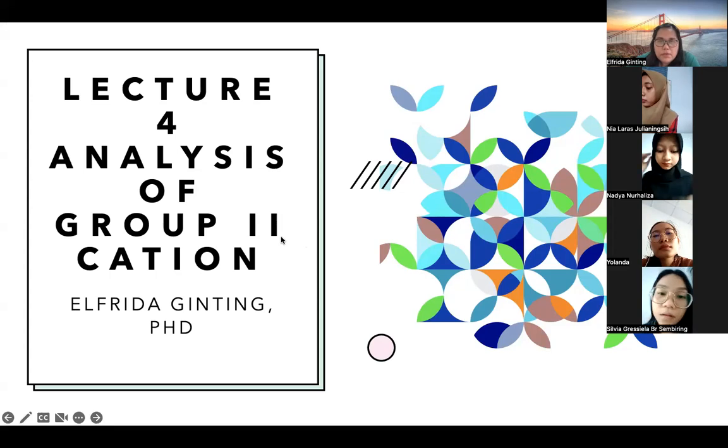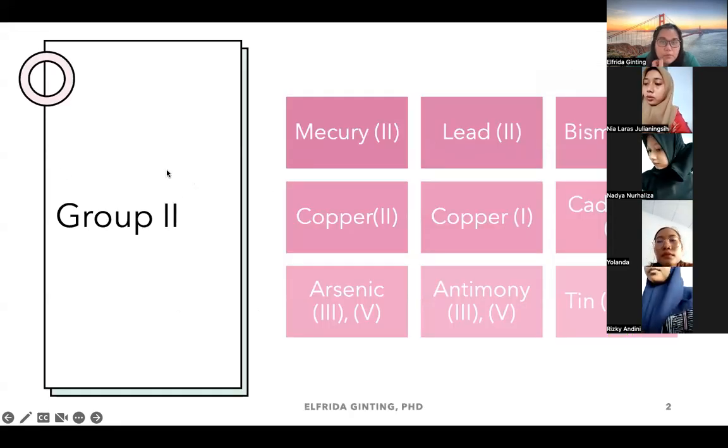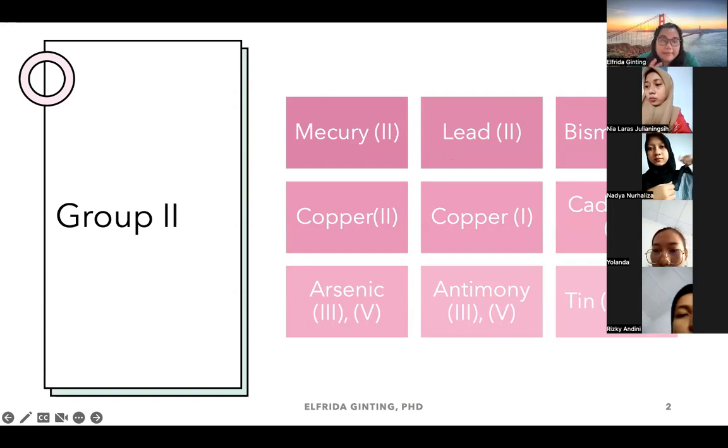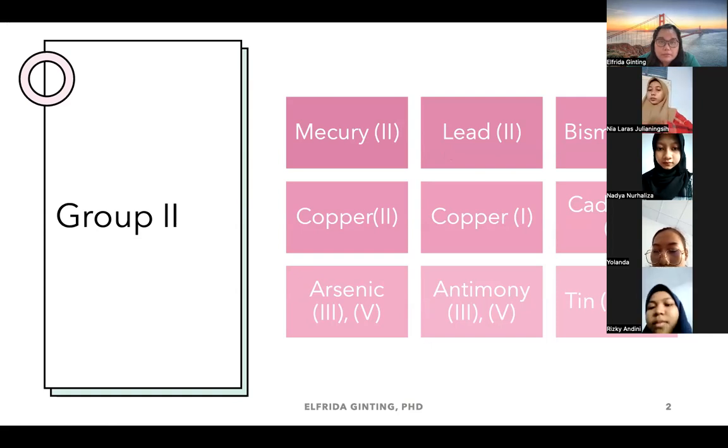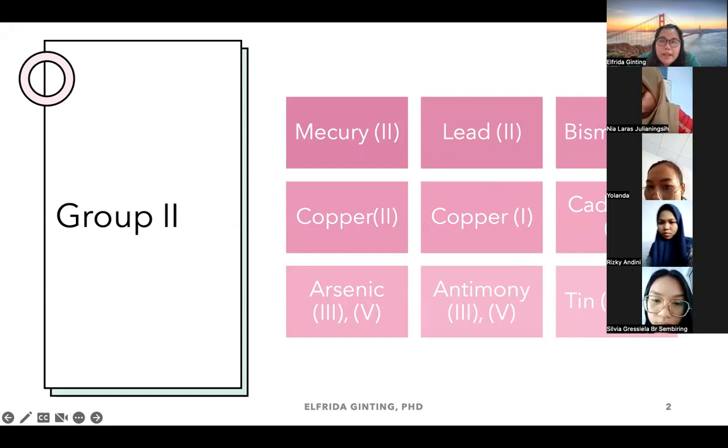Now, for this meeting, the metals will be more. Group two cation is a lot. There are 1, 2, 3, 4, 5, 6, 7, 8, 9. There are nine types of cation. What are those? Mercury 2, lead 2, bismuth 2, copper 2, copper 1, cadmium 2, arsenic 3 and 5, antimony 3 and 5, and then tin 2 and 4.